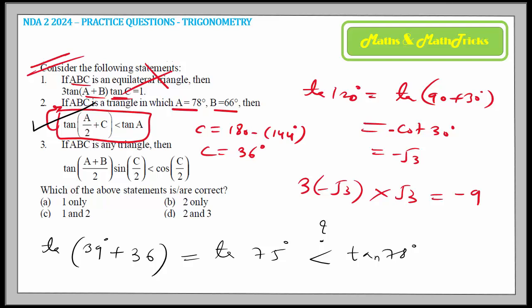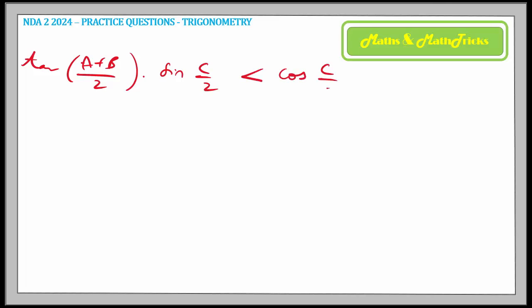So for that I would like to come on to the next slide. There we have tan of (A plus B) by 2 to consider, which is multiplied by sin C by 2, and asked to verify is it less than cos C by 2. So for this reason, what you do? You find out this tan of (A plus B) by 2. What do you think? Will it not be cot C by 2? Isn't it? Let me again verify this for you.